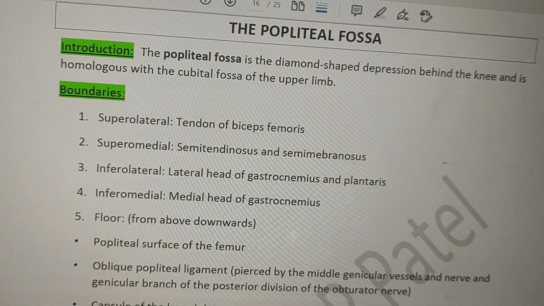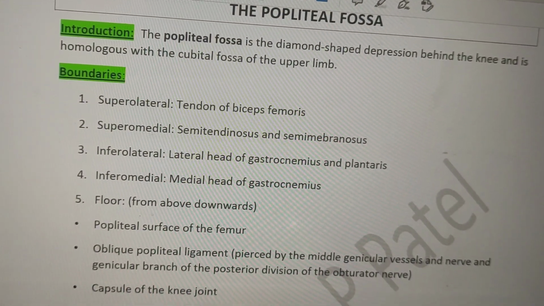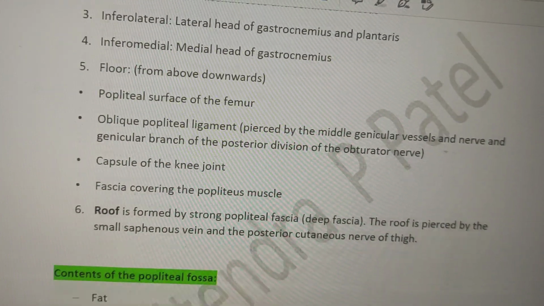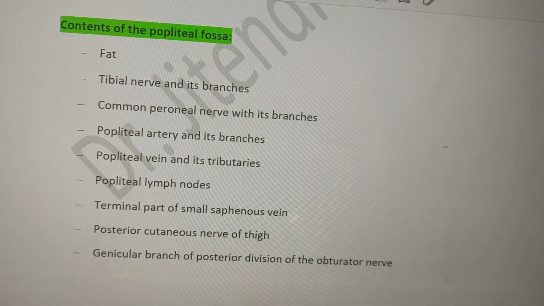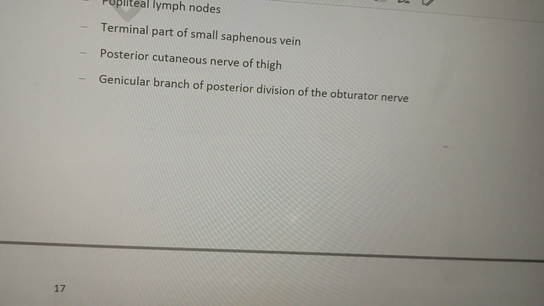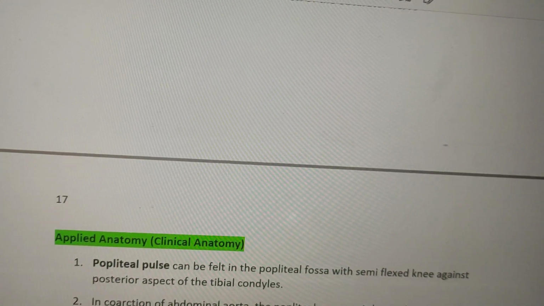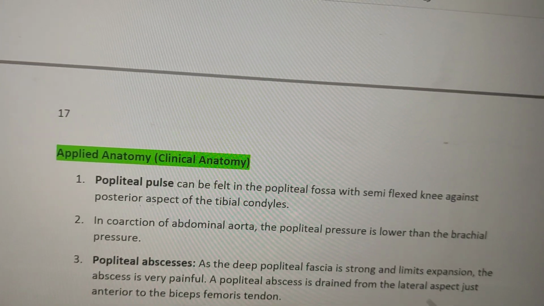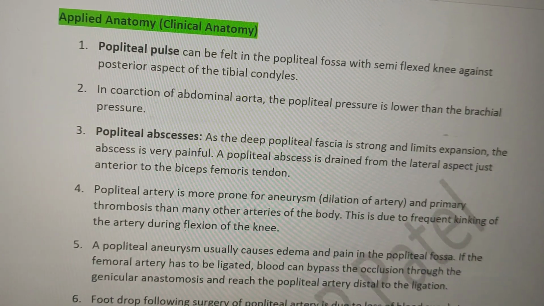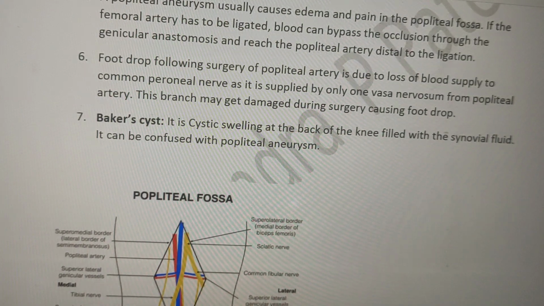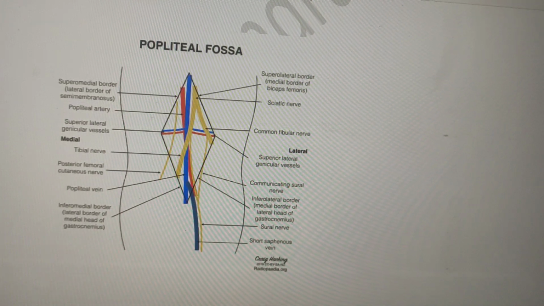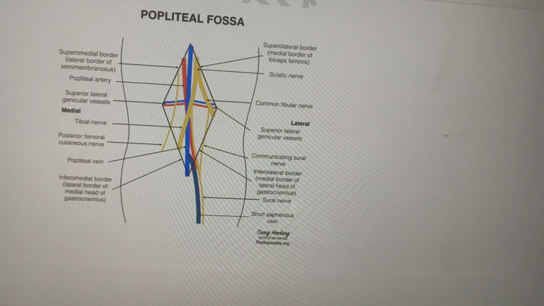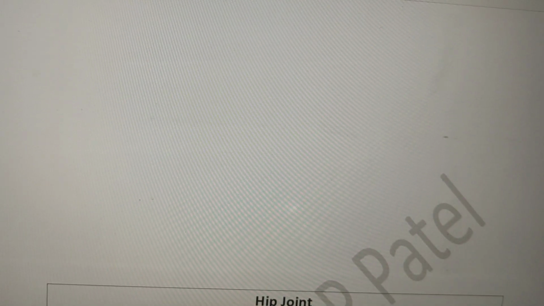Another example I have kept here, the popliteal fossa. You have to write down the introduction and boundaries of the popliteal fossa. Then you have to write down the contents of the popliteal fossa. Then you have to mention the clinical anatomy of the popliteal fossa. So you have to write all the things under these headings, and complete the short note. I also mention, wherever required, you should at least put the figure of the popliteal fossa.